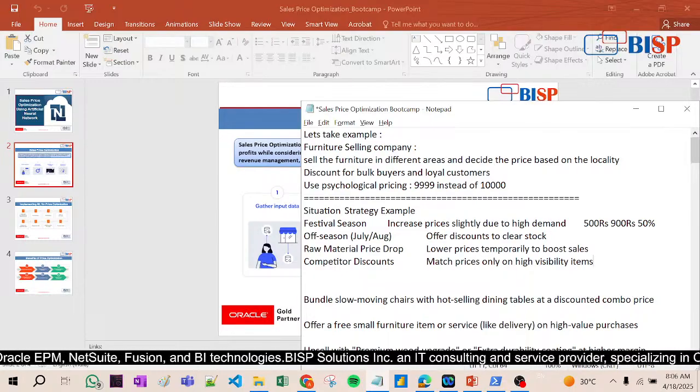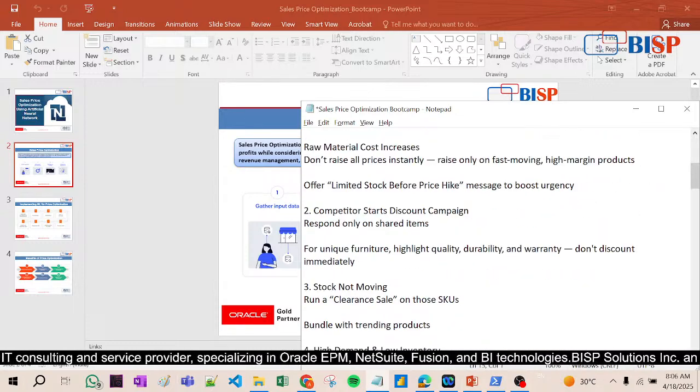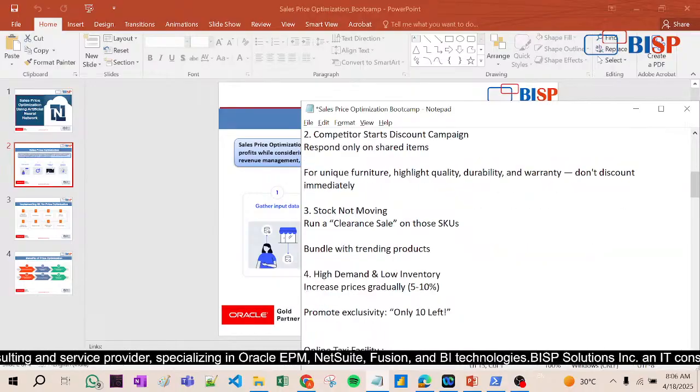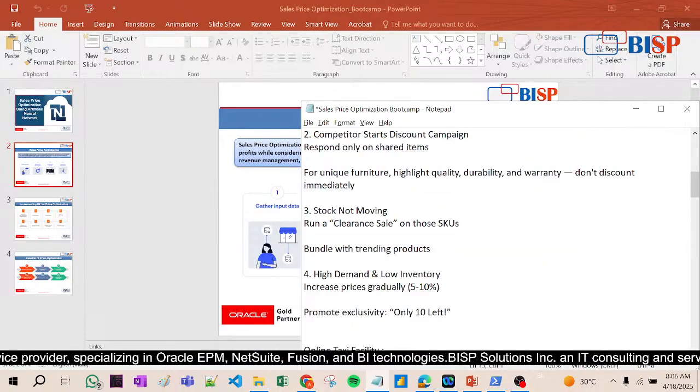Another point, bundle slow moving chairs with hot selling dining tables at a discounted combo. You can do it like this also, cross selling. You can merge two items and then sell. For example, take one more example here. High demand, I have seen somewhere.